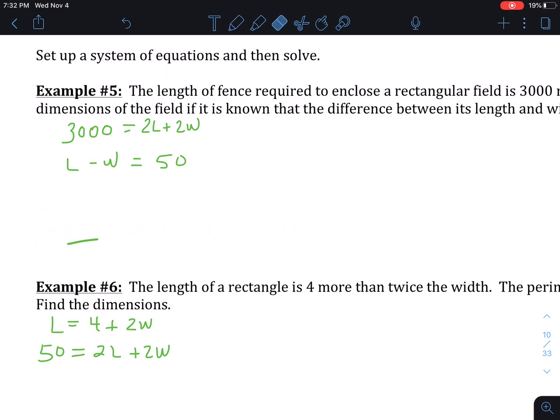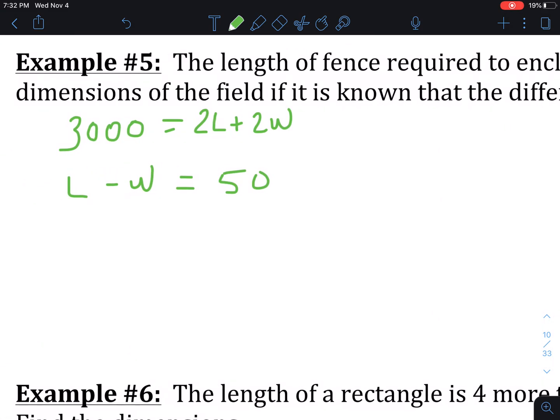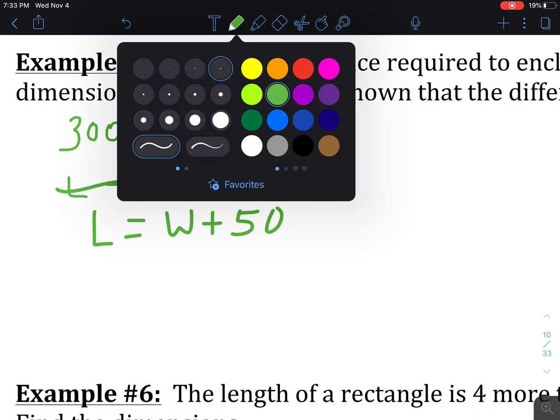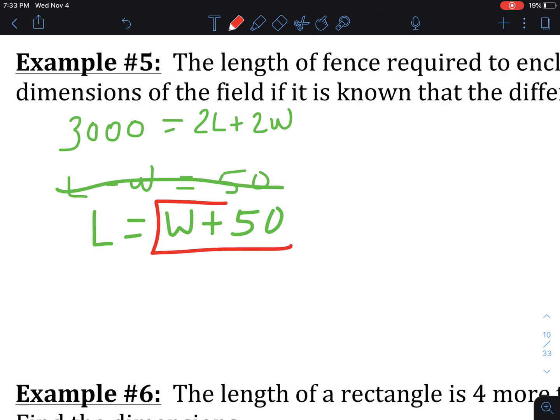So solving this, the other one, by the way, says the difference between the length and the width. That's obviously subtraction. The difference of the length and the width is 50. So what would you do here? The purpose of today is to use the substitution method. The first thing you want to do is get L by itself, so you would add W. Now I want you to solve this problem.